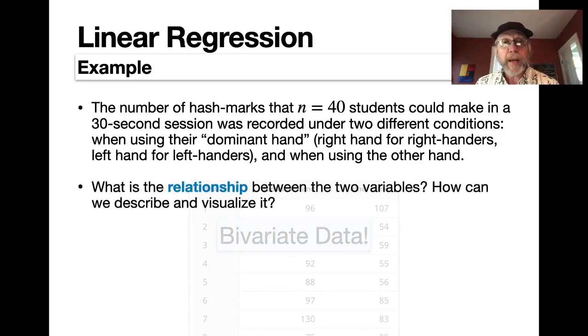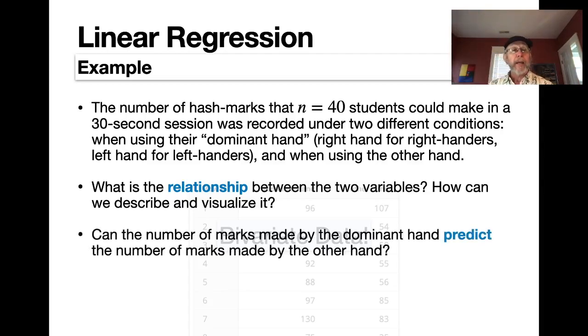There's a lot of questions we could ask about this. What is the relationship between those two variables? How can we describe and visualize that relationship? And can the number of hash marks made by the dominant hand be used to predict, in some sense, the number of hash marks made by the other hand?